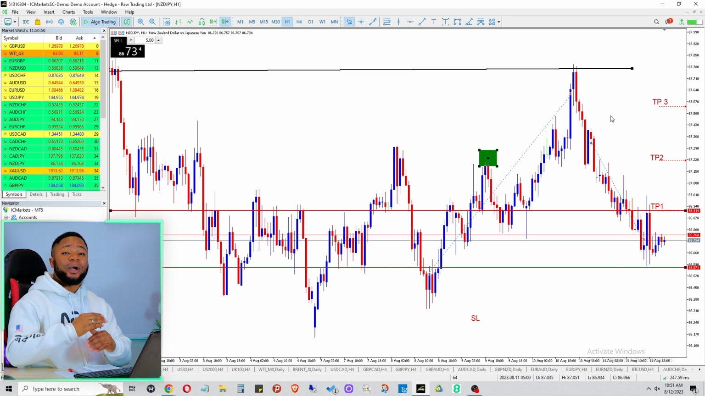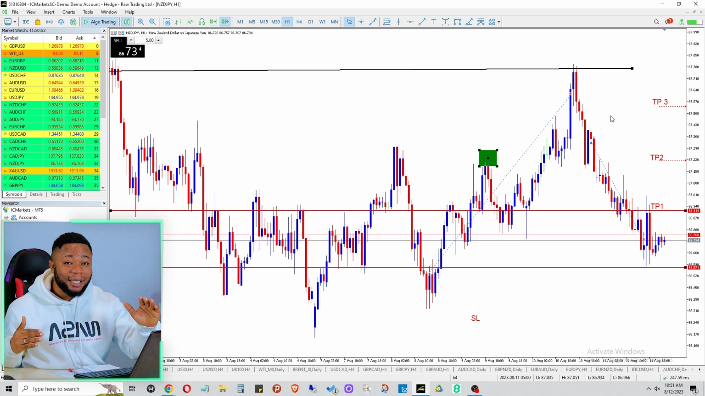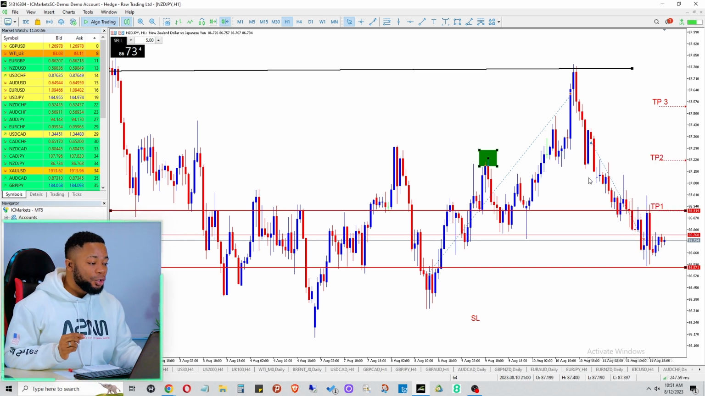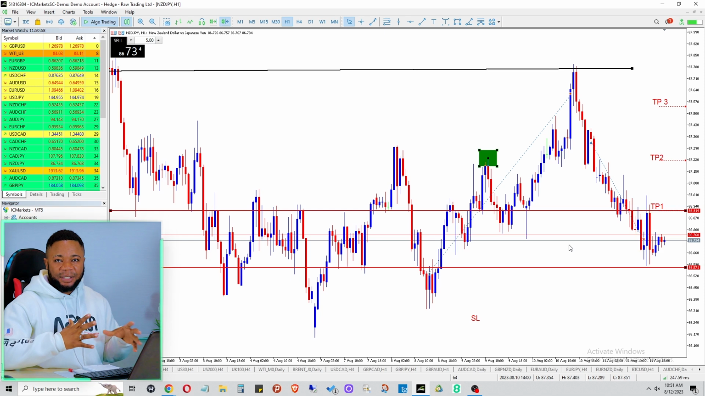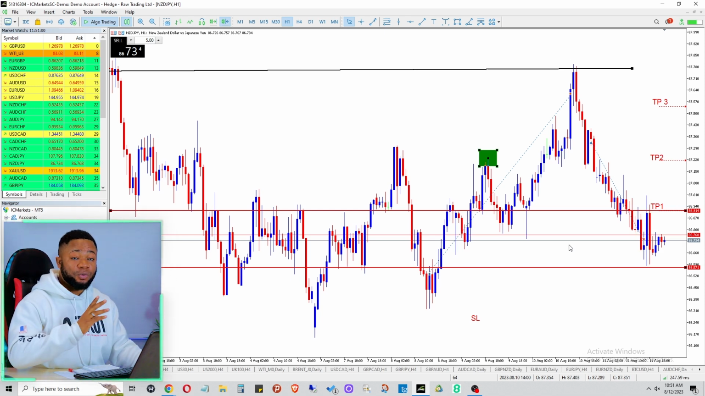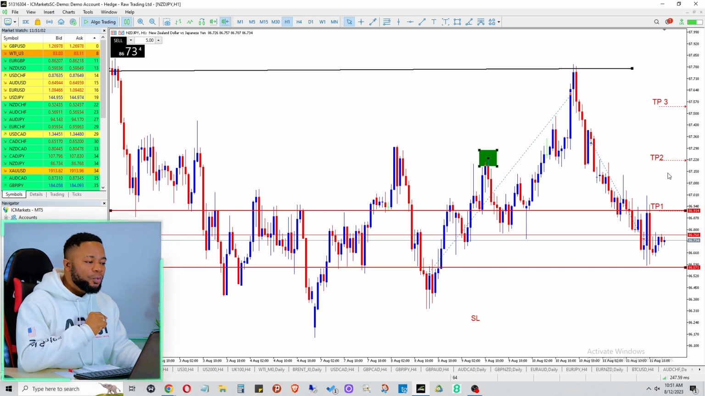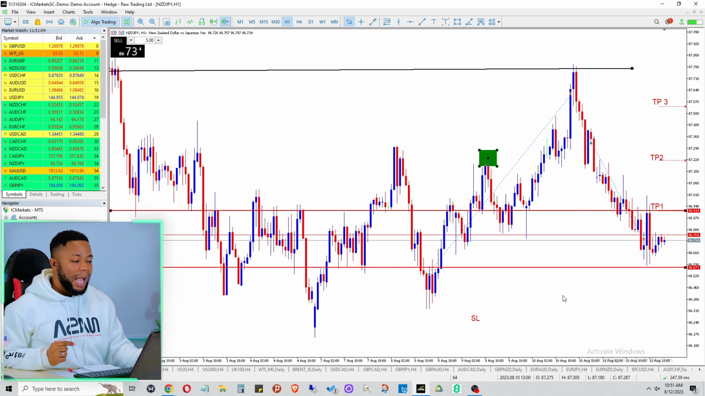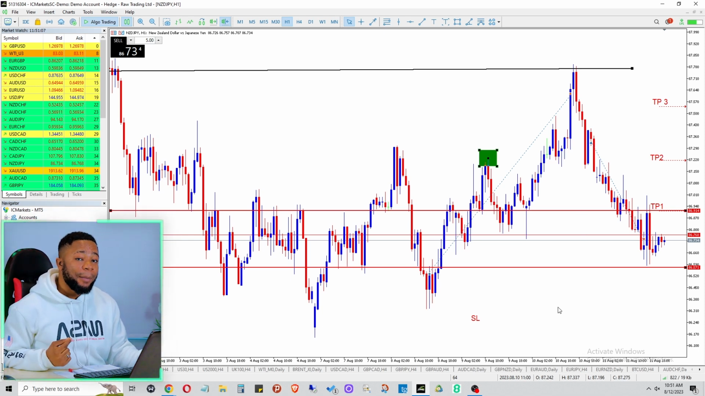So what you can do to be able to trade automatically: you just go on the trade and right click. This is actually Saturday, the market is closed, so I won't be able to show you guys on a live trade. But what you do is you click on the trade and go to where it says trailing stop, where it asks for the trailing stop amount.